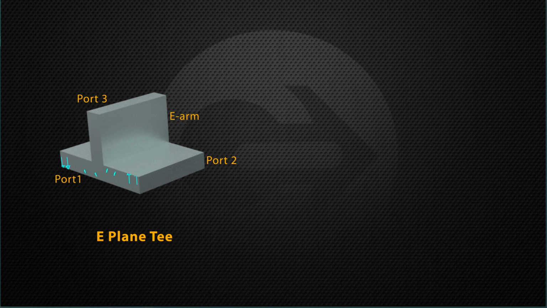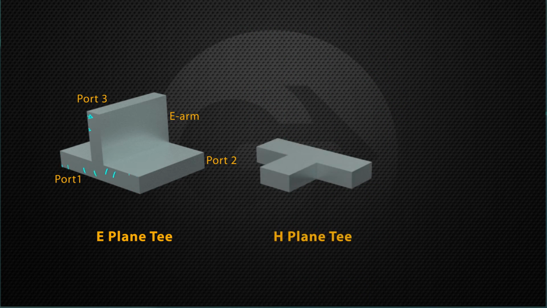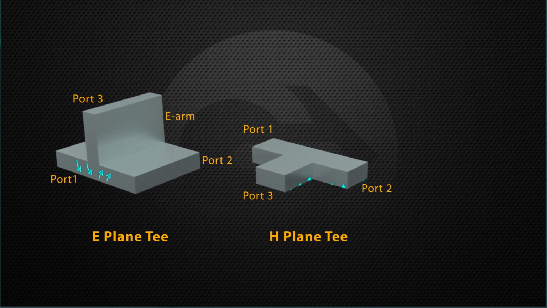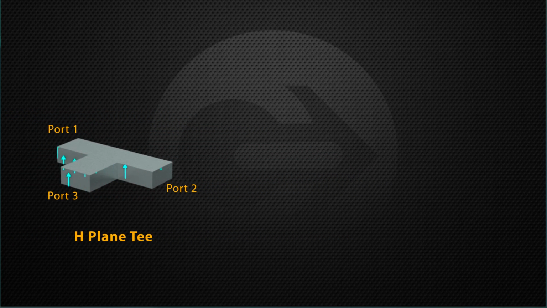Now, let us discuss the H-plane T. In the H-plane T, it also has 3 ports. Port 3 is the input port and port 1 and port 2 are the output ports. But in this case, the output signals from port 1 and port 2 are in the same phase. Let us discuss the S matrix for this H-plane T.